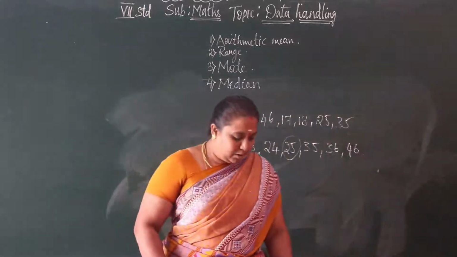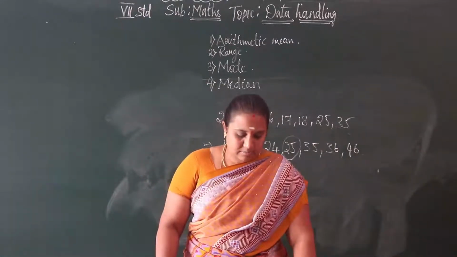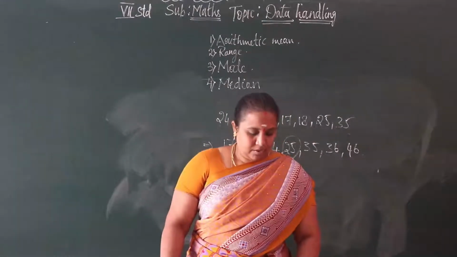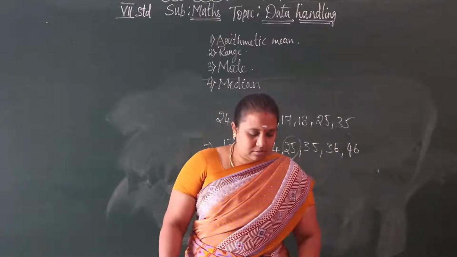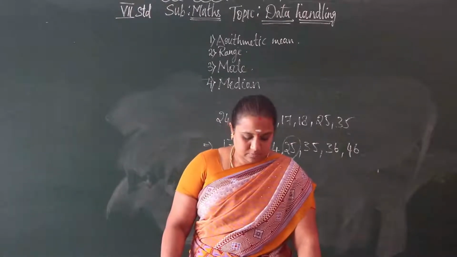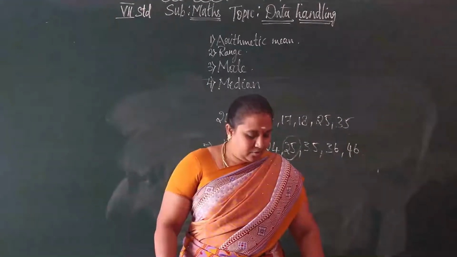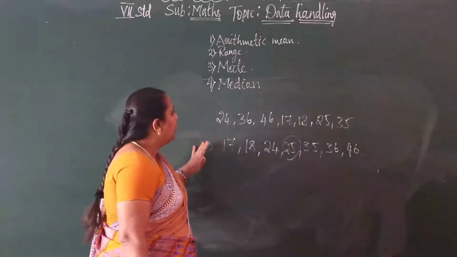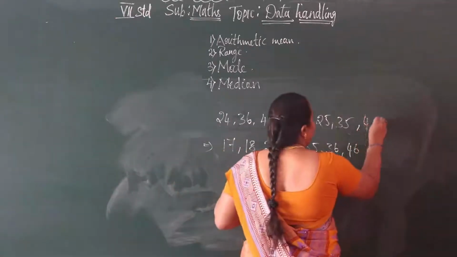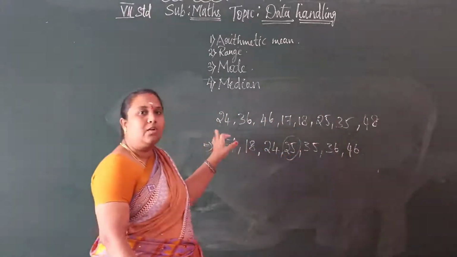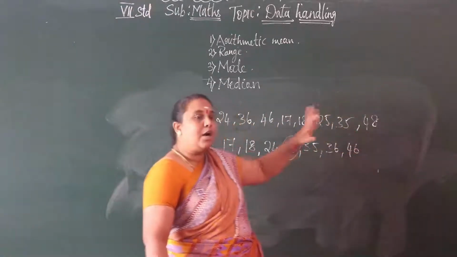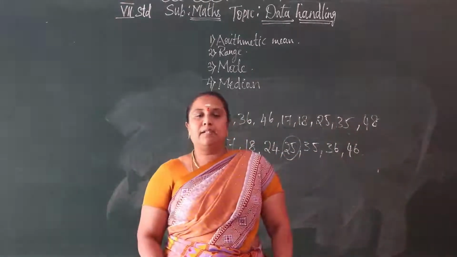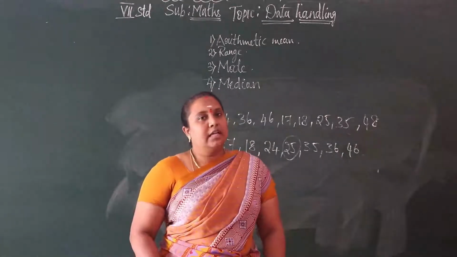Let us see one more question for even numbers. Sorry, even numbers. There is no such example in your textbook, so I will give you one example. Here you have 48. If you have 48 as one more observation, now you have 1, 2, 3, 4, 5, 6, 7, 8. So 8 observations are there in the given data.